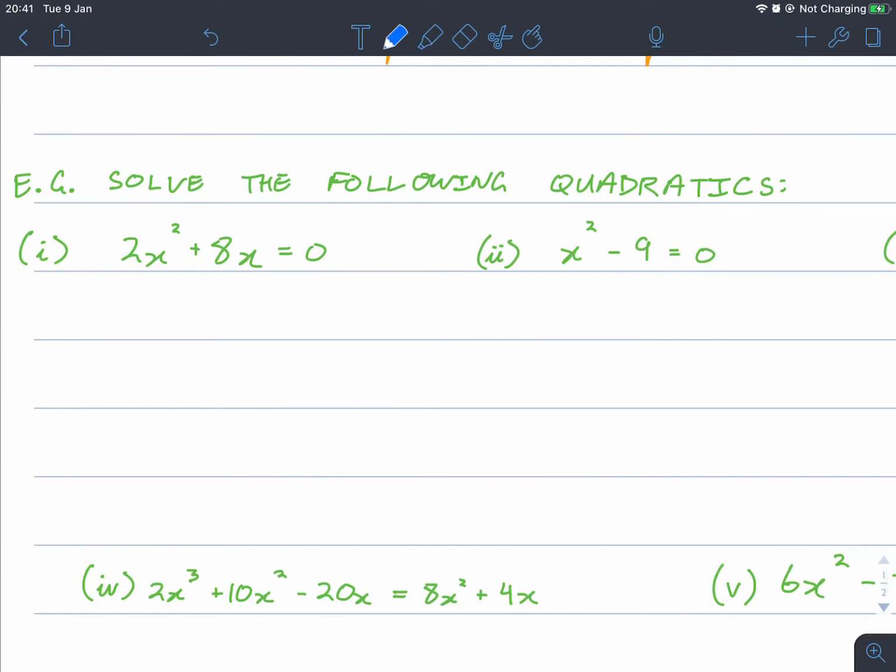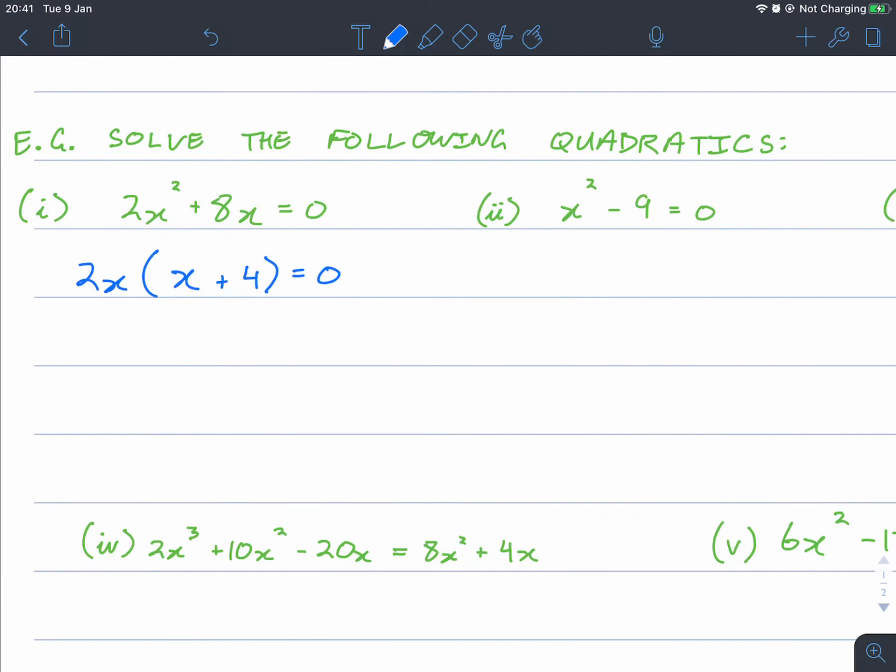So we have 2x squared plus 8x equals 0. Well, let's fully factorize. We can take a 2 out, and we can take x out. This will give me a factor of x plus 4 equals 0. And now we have a fully factored expression of 2x and x plus 4.